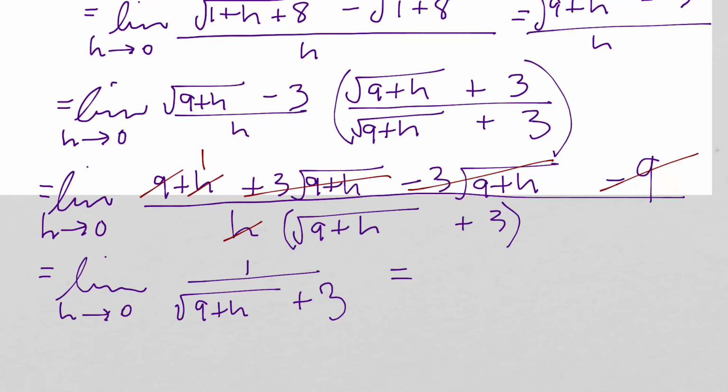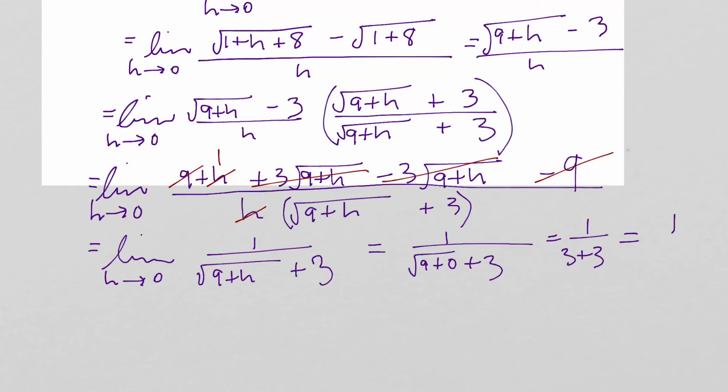Alright, so since this is a rational function, I can substitute 0 in there. Well, it's a combination of a rational function and a square root function, a composition. But a composition of two continuous functions is continuous, so I can substitute 0 in for h. So that's going to be the square root of 9. So that's 1 over 3 plus 3, which is 1/6. Alright, so that's the slope of the tangent line that we found.